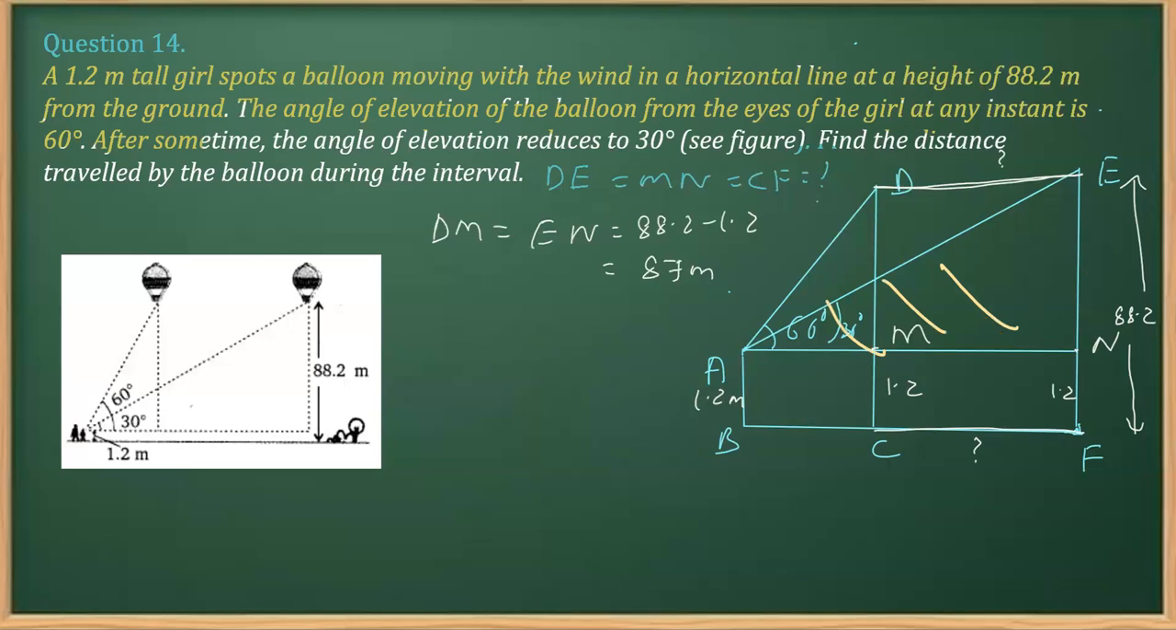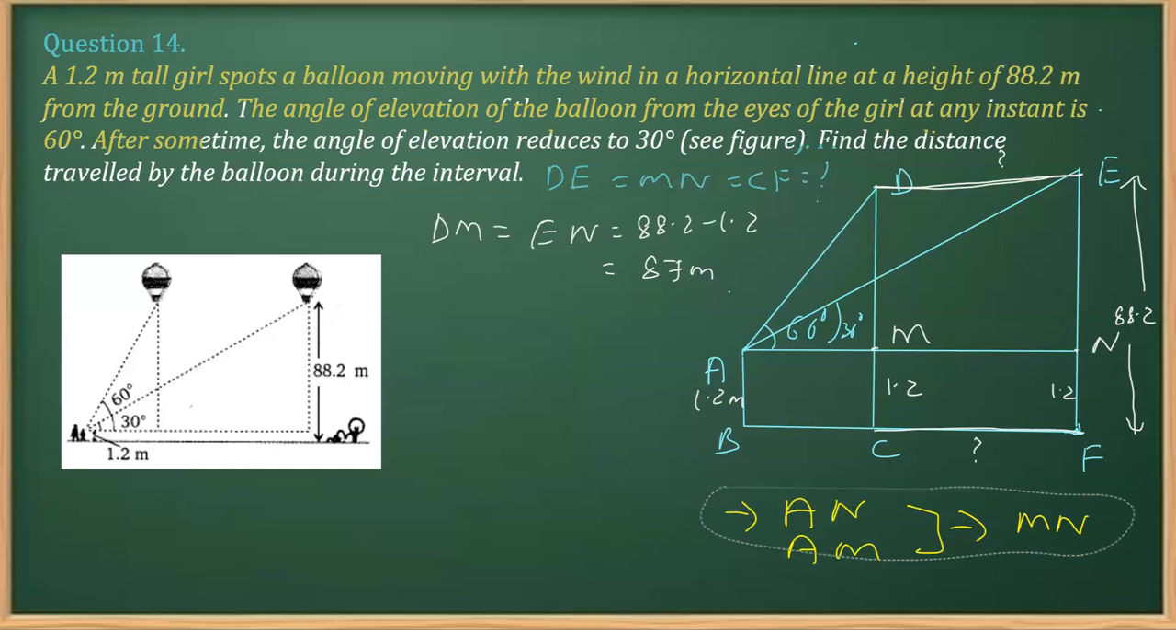So overall, the steps involved in this case will be: first we'll get the length of MN. Say first we will get the length of AN in the first part. In the next part, we'll get the length of AM, and on subtracting these two, we'll get the length of MN. So that will be the steps involved in doing this question. So let's proceed with the first part.